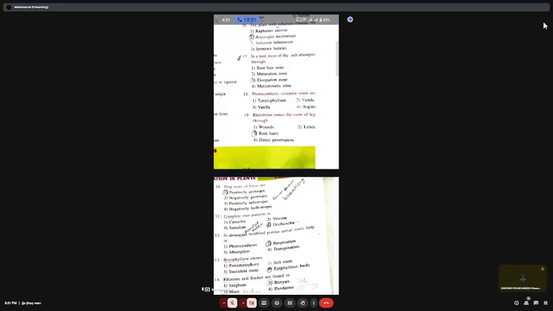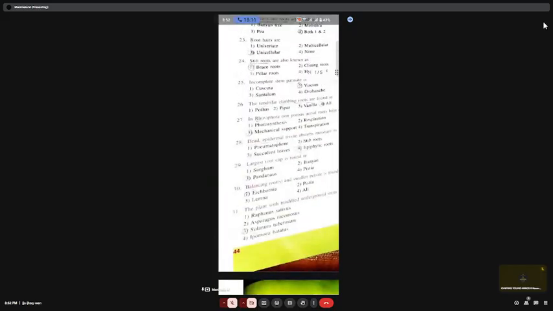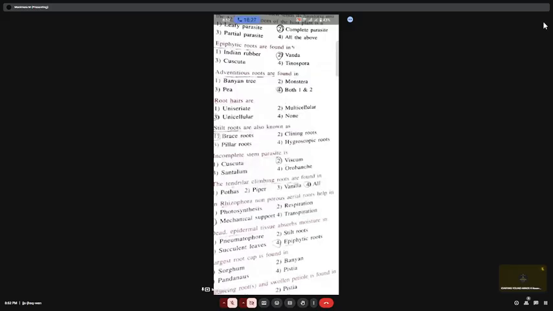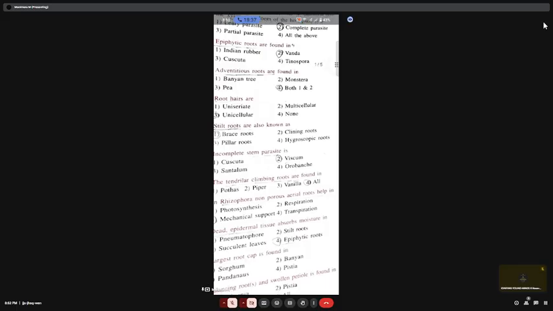Root hairs. Photosynthetic velamen roots are in Tinospora. These are the root system related questions. Then epiphytic roots are found in Vanda. Adventitious roots are found in both banyan tree as well as Rhizophora. Root hairs are unicellular. Make a note.